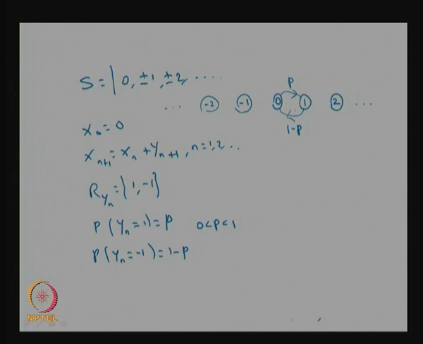Whenever the system moves one step forward, that probability will be p, and one step backward, that probability will be 1 minus p. So, this is the way it goes forward, and this is the way it goes backward. So, you can fill up all the other probabilities, the forward probability with p and the backward probability with 1 minus p.